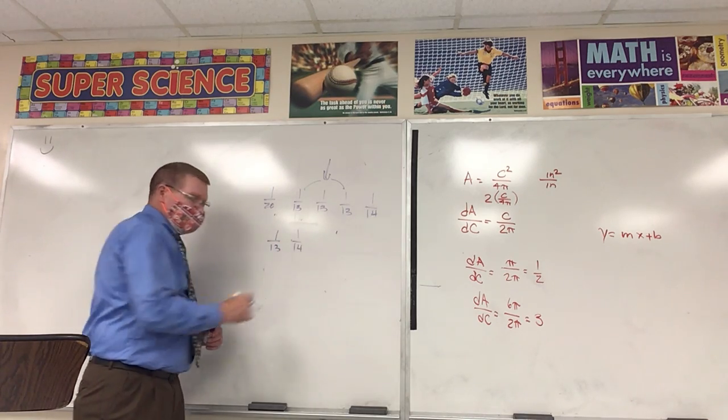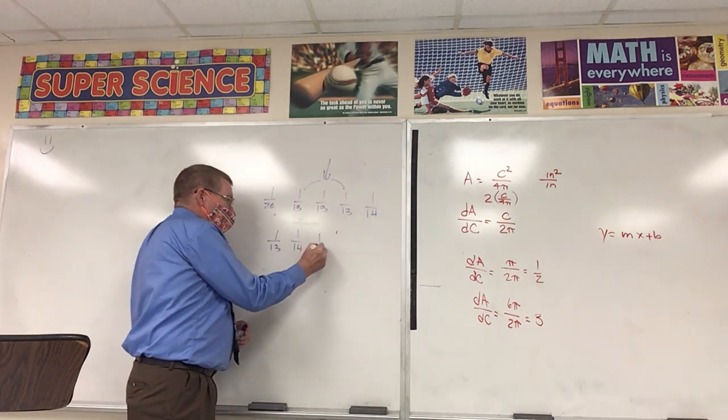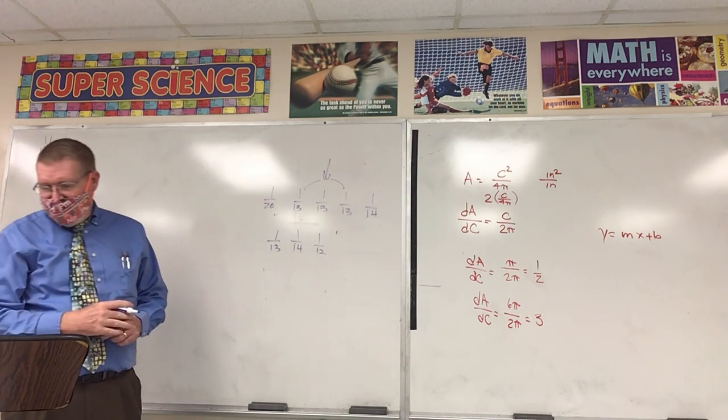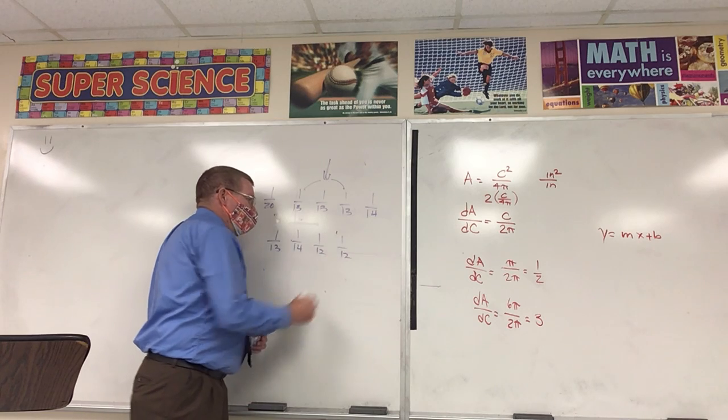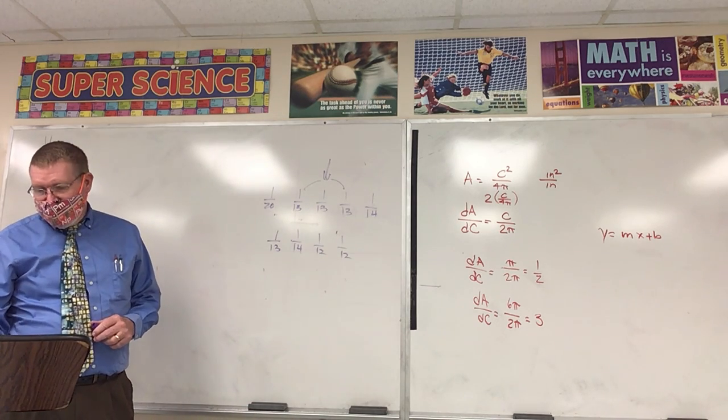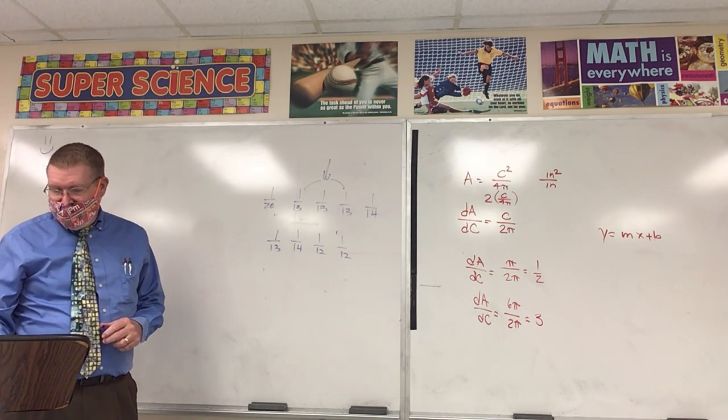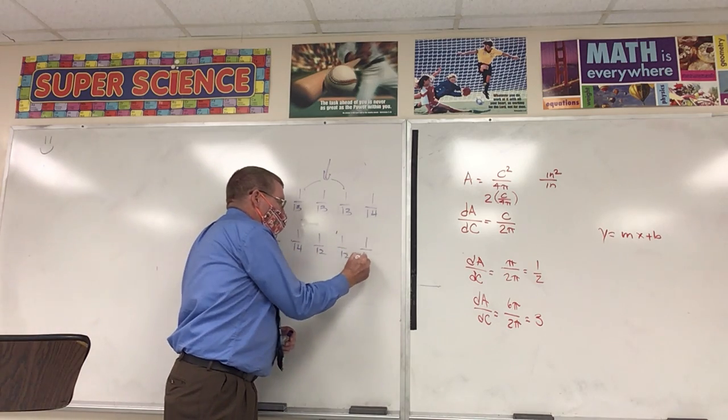7 and 8, 1 over 12. 8 and 9, 1 over 12. 9 and 10, 1 over 11. This guy was not a good horse racer.